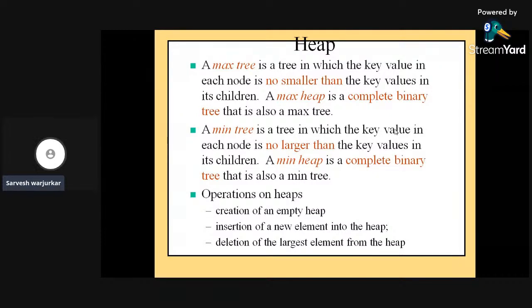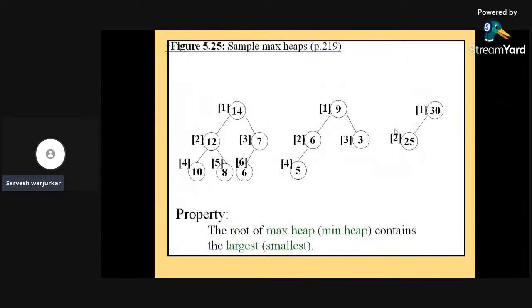An empty heap means there is no element, no node, no tree. The whole tree structure is empty, called an empty heap. Insertion of a new element into the heap is again possible at its appropriate position, of course. Deletion of the largest element from the heap can again be possible. These three operations can be performed in this heap tree.